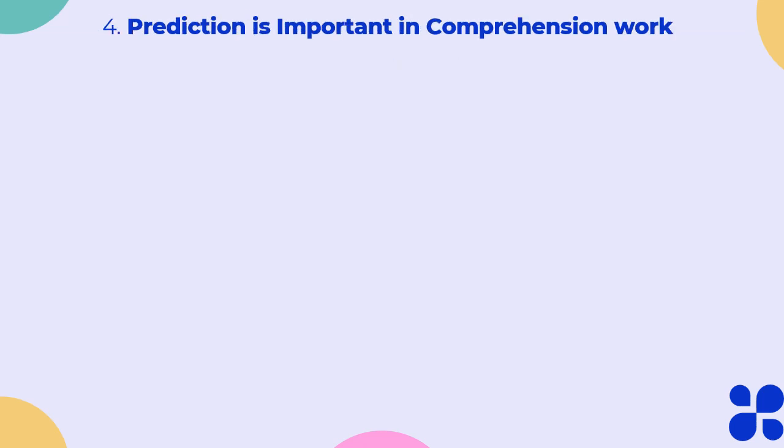Prediction should play an important role in comprehension work. It's a key real-life skill because we often predict in daily life, especially in conversations. When listening to a conversation, for example, we predict what might happen next based on the context, the tone, or even the words that we've already heard before.